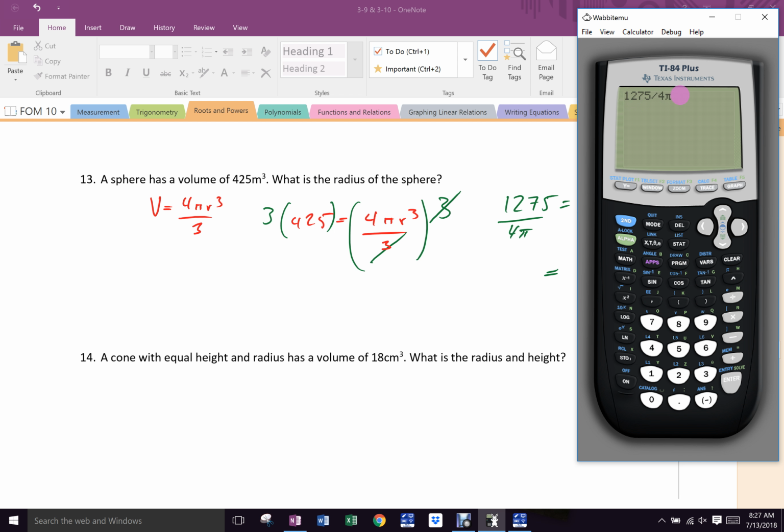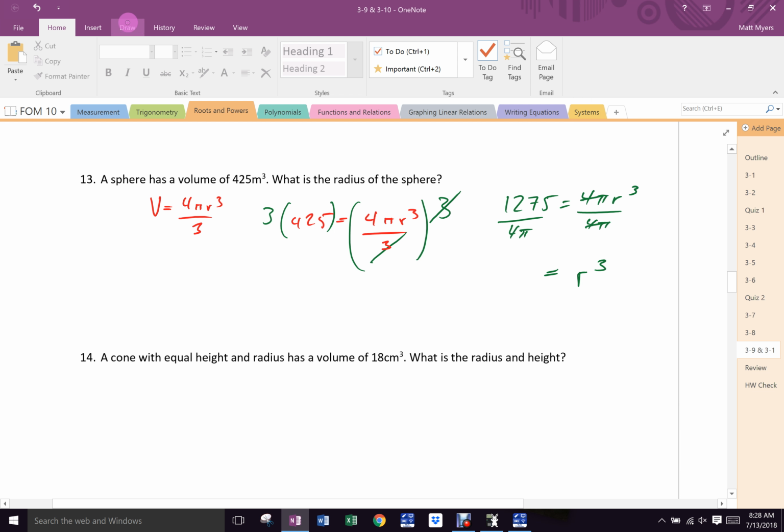Now, have I punched in that? Does everyone agree? 1,275 divided by 4 pi. Is everyone agreed? And I get 1,001. Does that make sense? Stop for a moment. Think. Does that answer make sense?